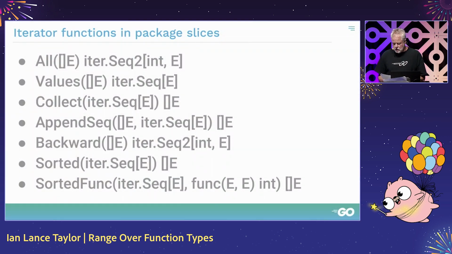Also new in the upcoming Go 1.23 release are functions in the slices and maps package that work with iterators. These are some of the new functions in the slices package. I won't go through all of them, but All and Values are functions that return iterators over the elements of the slice. Collect fetches the values out of an iterator and returns a slice of those values.